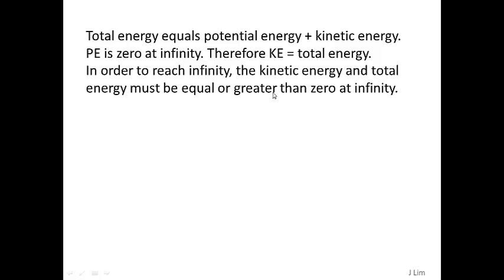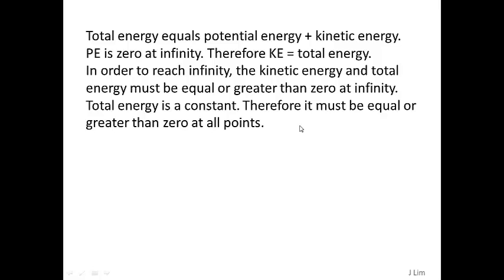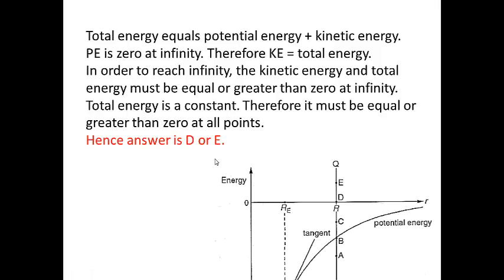In order to reach infinity, the kinetic energy and therefore the total energy must be equal to or greater than 0 at infinity. Since the total energy is a constant, it must be equal to or greater than 0 at all points. If it's greater than 0 at infinity, it must be greater than 0 at all points. So the answer is D or E. D is when the total energy is 0, and E is when the total energy is greater than 0.